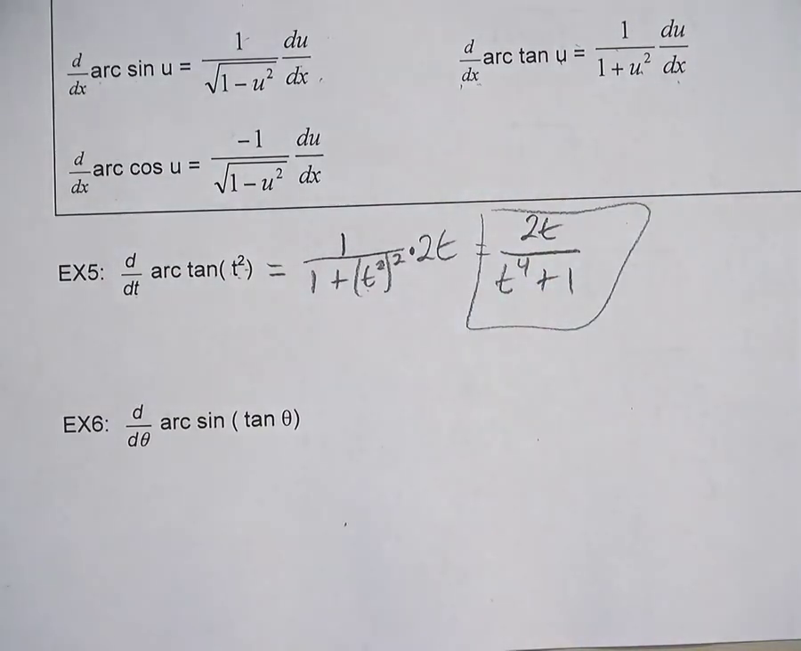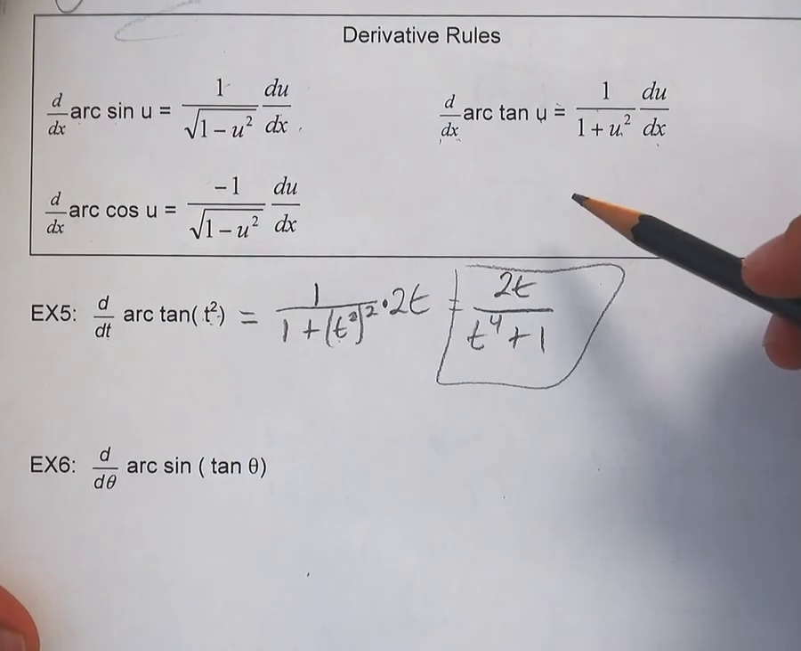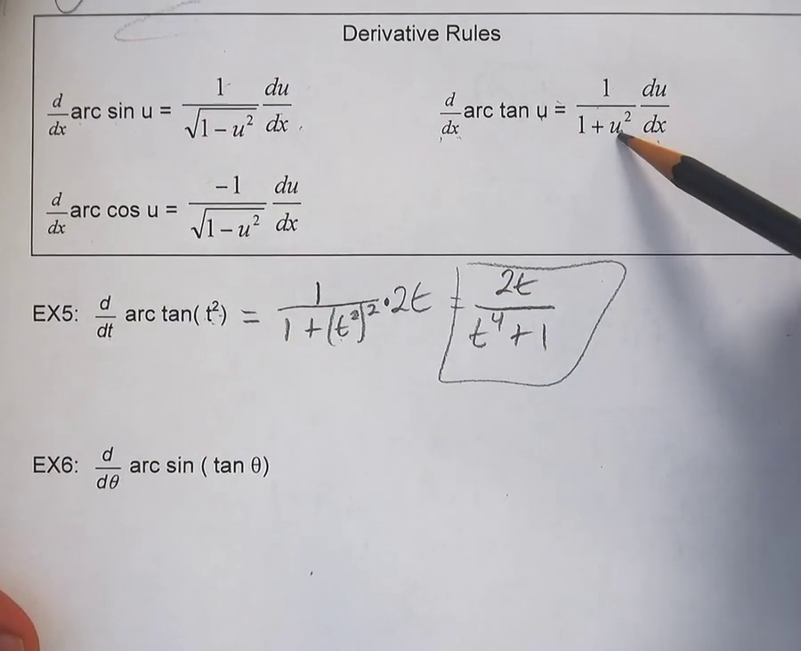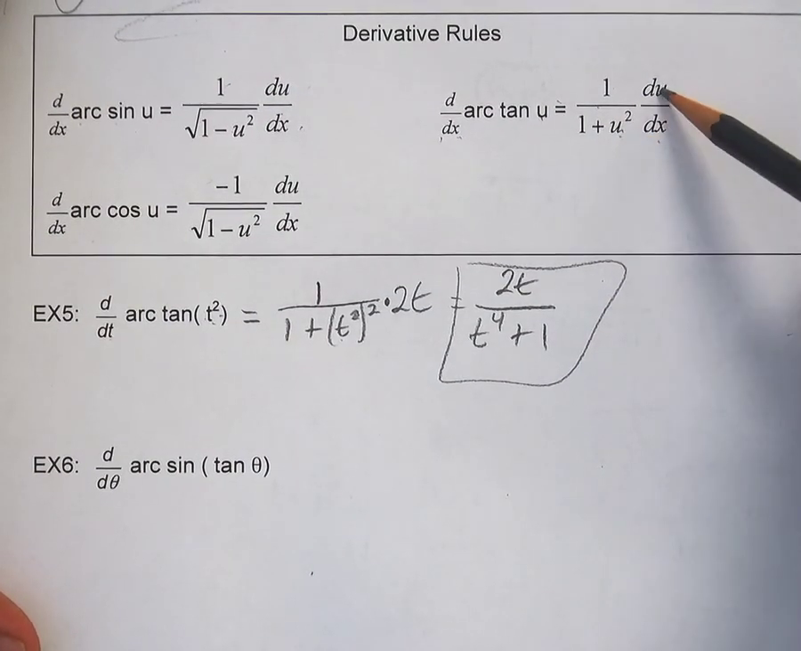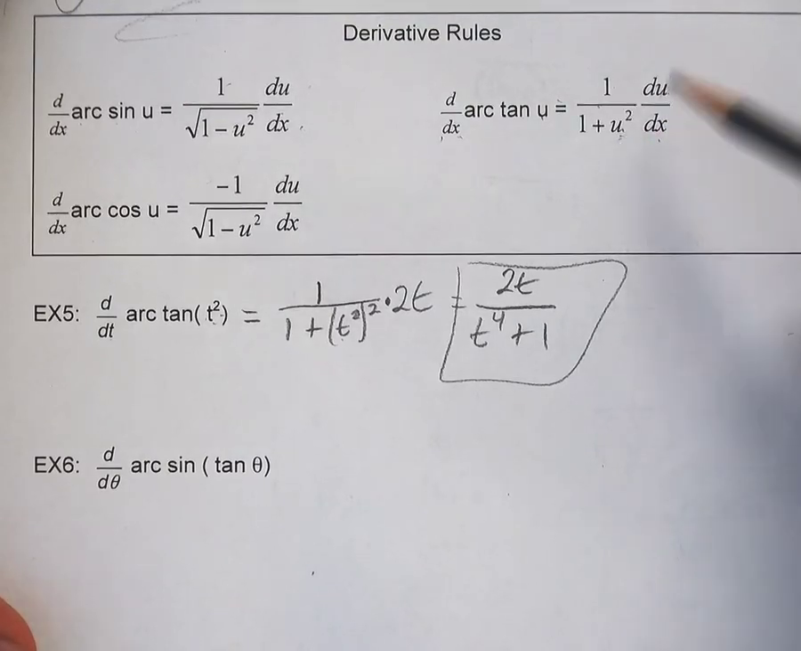See what I mean about them being easier to use than they are to explain? All I'm doing is squaring u and then taking its derivative. Square u, take its derivative. That's it.